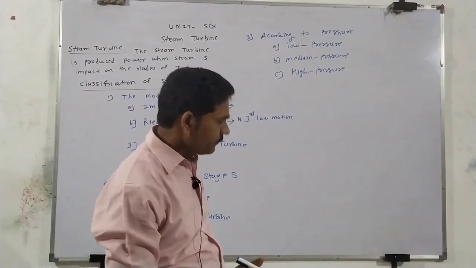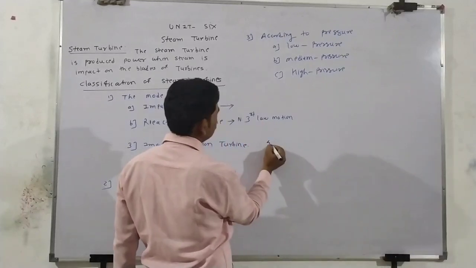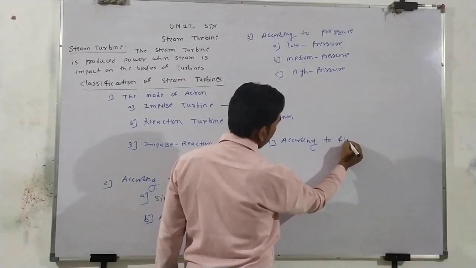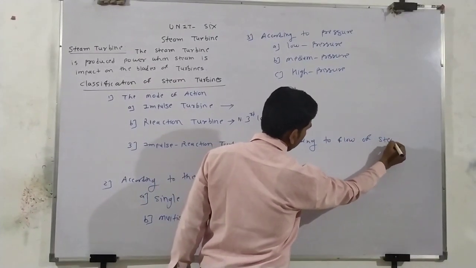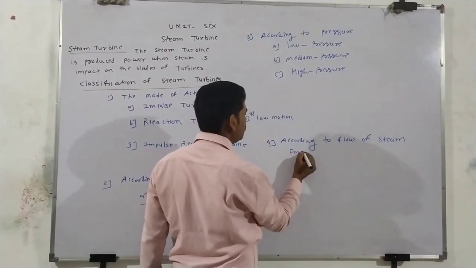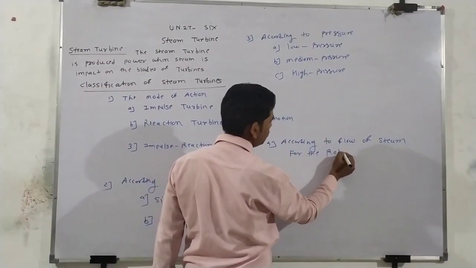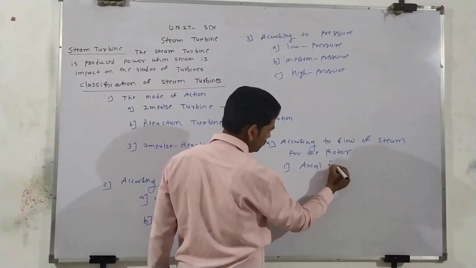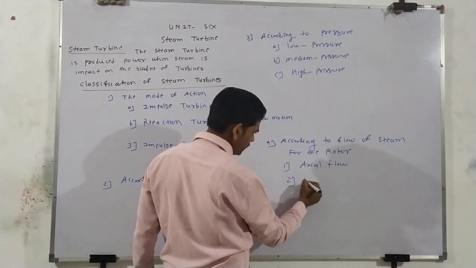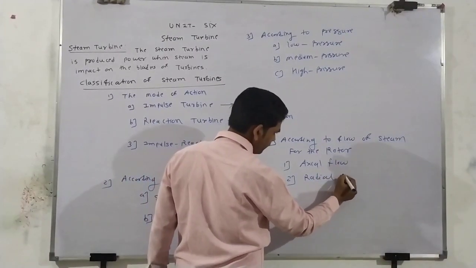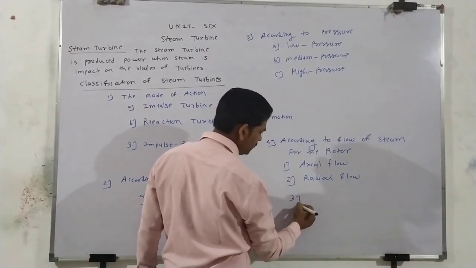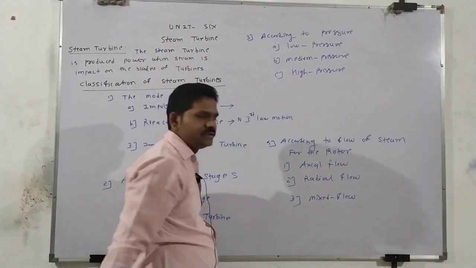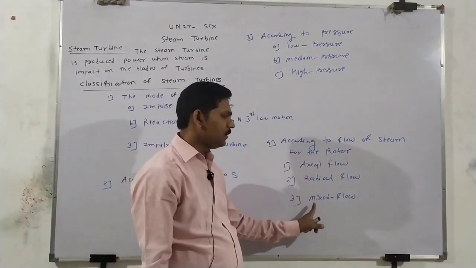Then another classification we have, the fourth, according to the flow of steam for the rotors. So we have axial flow, then second, radial flow, and third, mixed flow, right? These are another simple classification: axial flow, radial flow, mixed flow.